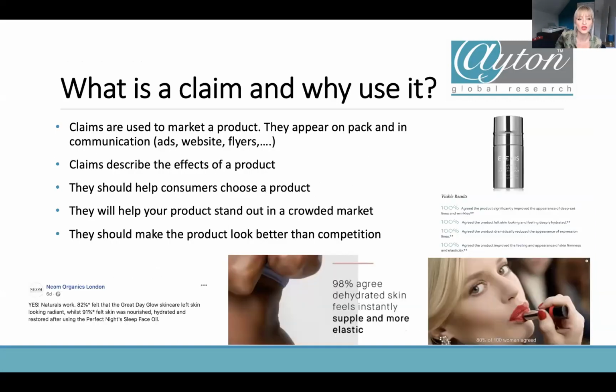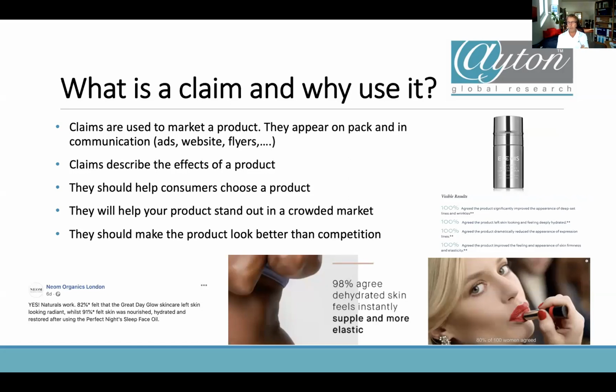So to kind of start off, we want to talk about what a claim is and why you use it. So Thomas, do you want to give us an introduction? Yeah, happy to. So claims, in a way, are used to market a product. You see them all the time. They appear on pack, they appear in communication.